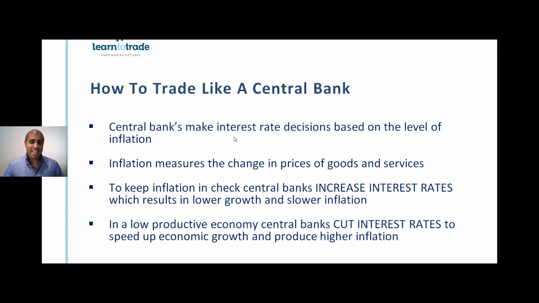So central banks make interest rate decisions based on the level of inflation an economy is going through. So what is inflation? Well, inflation just measures the change in prices of goods and services. Now, to keep inflation in check so that it doesn't get out of control and things start to get very expensive, central banks will increase interest rates. The reason they do this is because it results in lower growth and it slows down inflation.